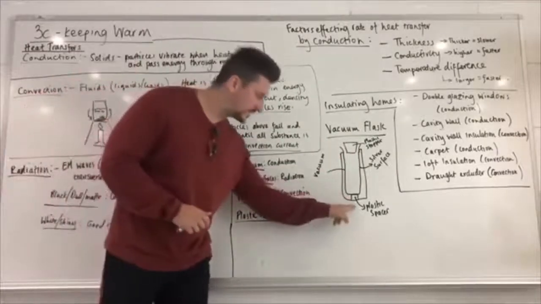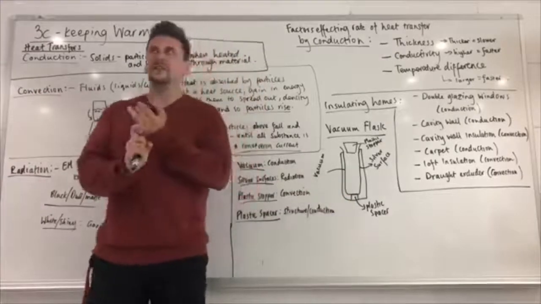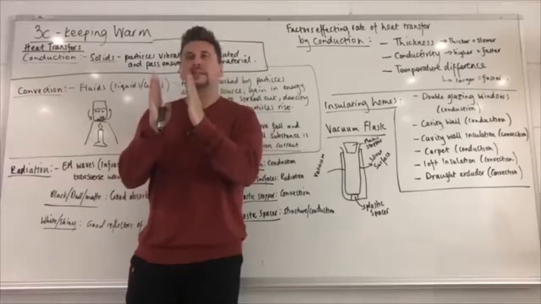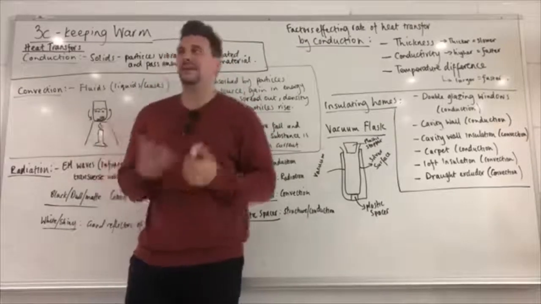And then finally, there's a plastic spacer at the bottom. First and foremost, it's there for structure, to keep the inside section of the flask fixed to the outside, and then it's plastic because it's a bad conductor of heat.